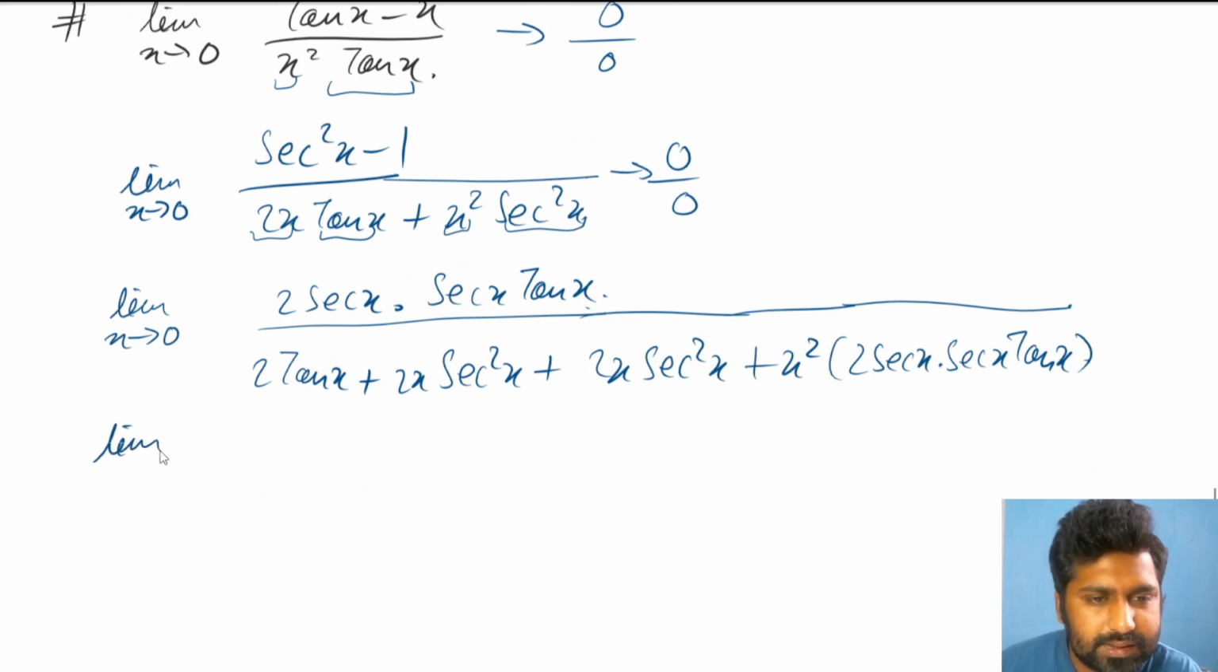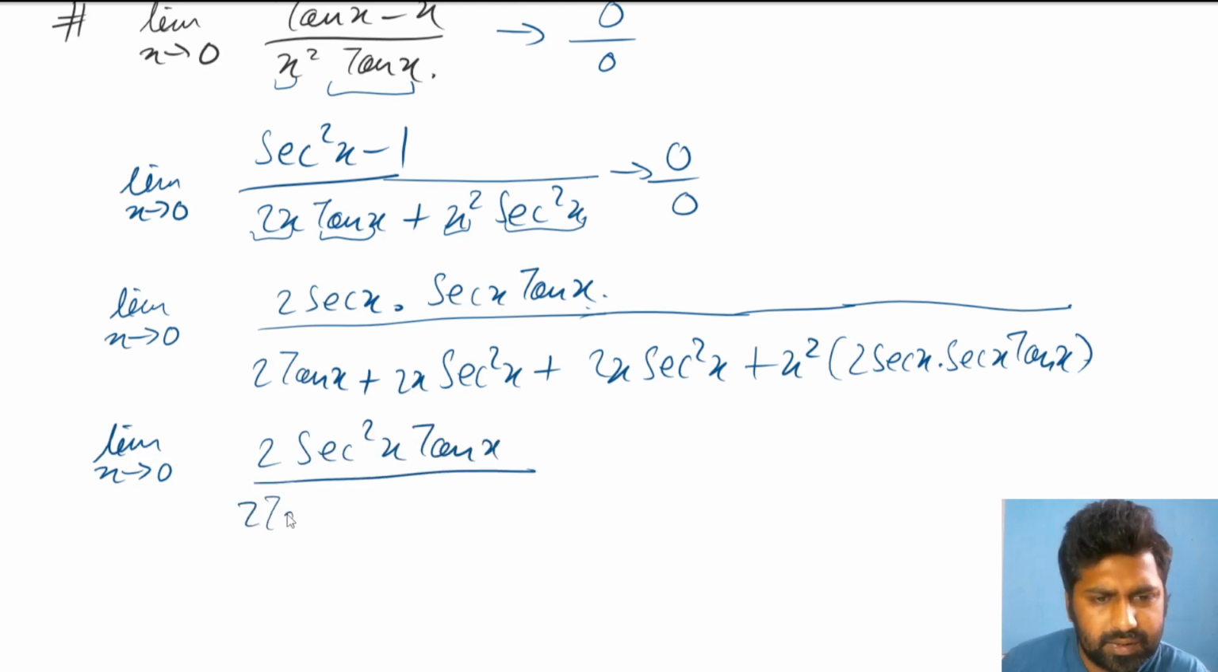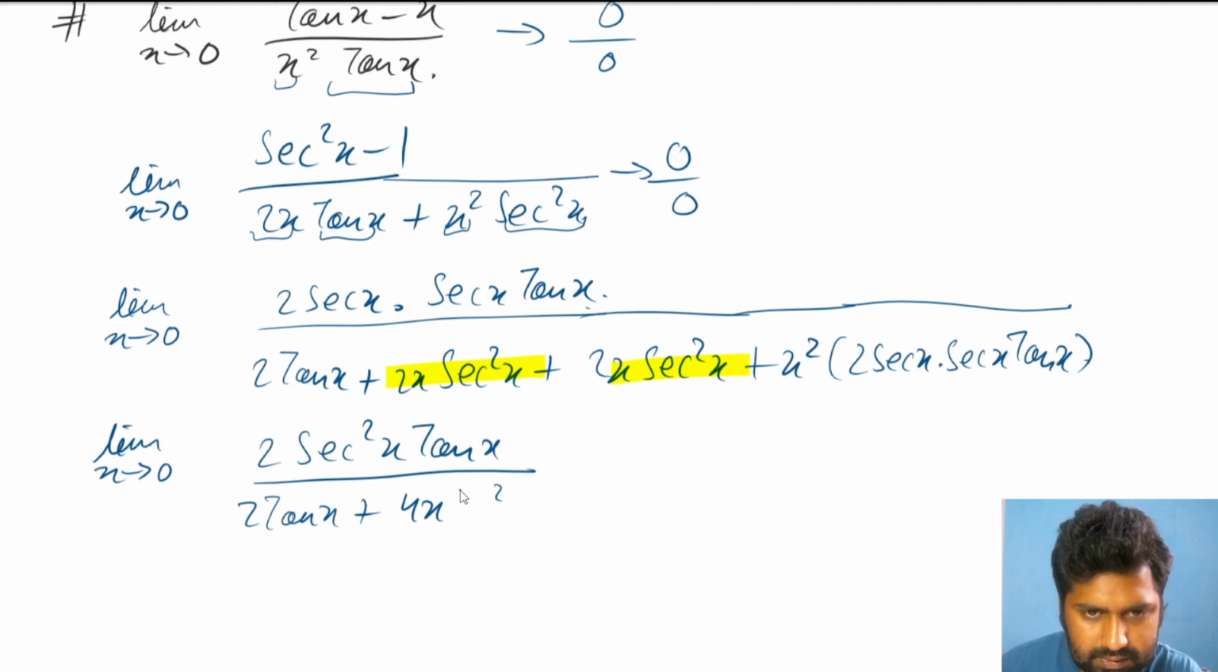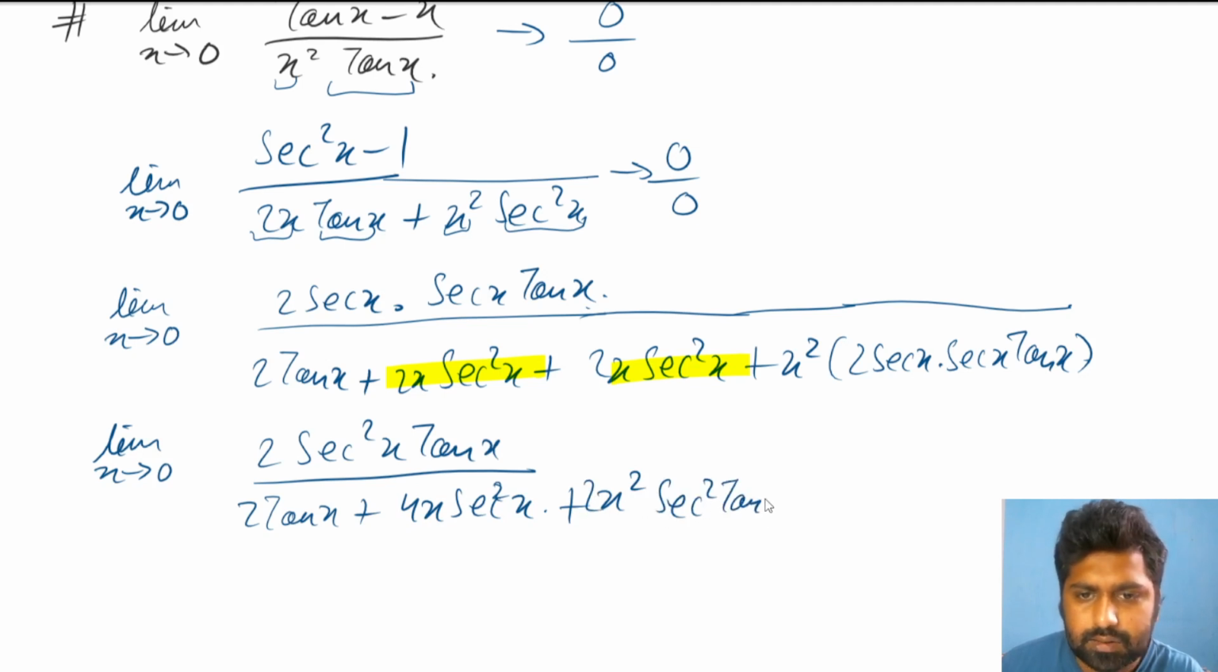Let's write this in a slightly simpler way. The numerator becomes 2 sec square x tan x. The denominator, let it be as it is: 2 tan x, 2x sec square x, and 2x sec square x now. Let's combine that, since both the terms are the same. So it becomes 4x sec square x plus x square times 2 sec square x tan x. I hope this time we should get the limit.